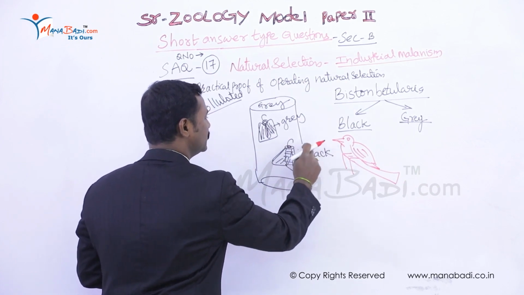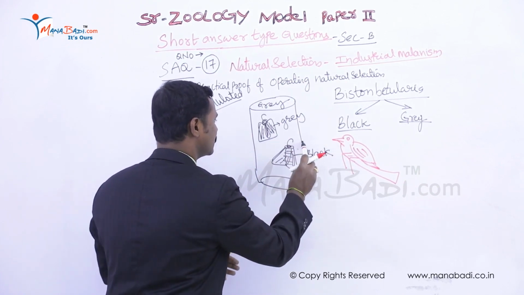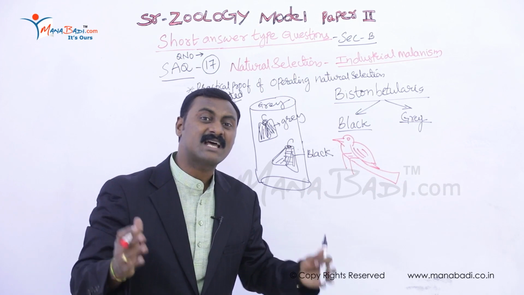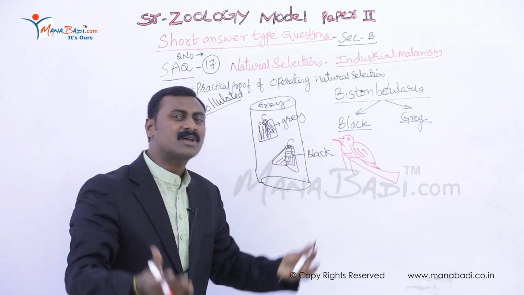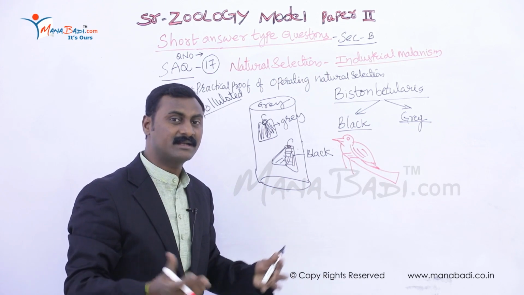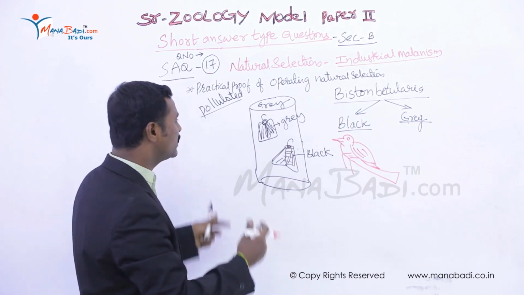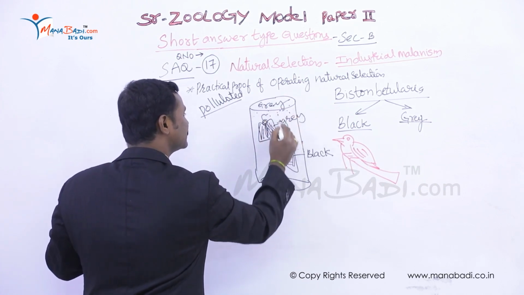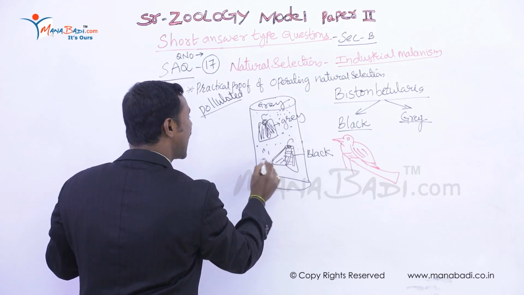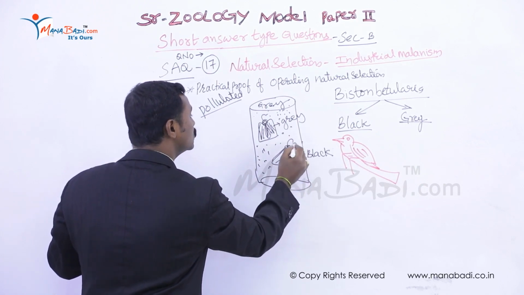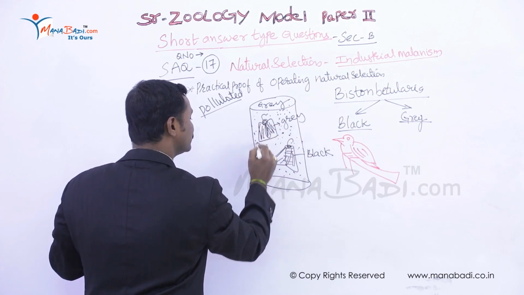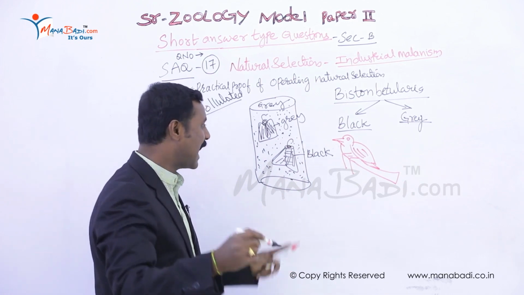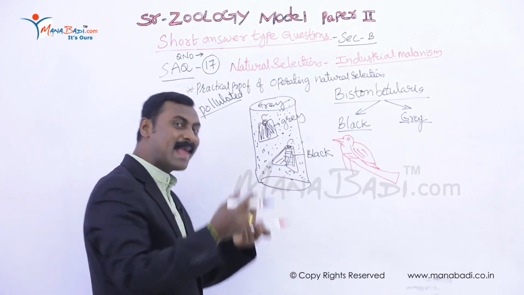After industrialization, especially in the very big cities and metro cities, you can see a lot of soot is released, a lot of smoke is released. So because of the soot, what happened to the tree barks? The tree trunks and barks became black in color due to the release of soot. So in the black background, automatically black moths are protected.